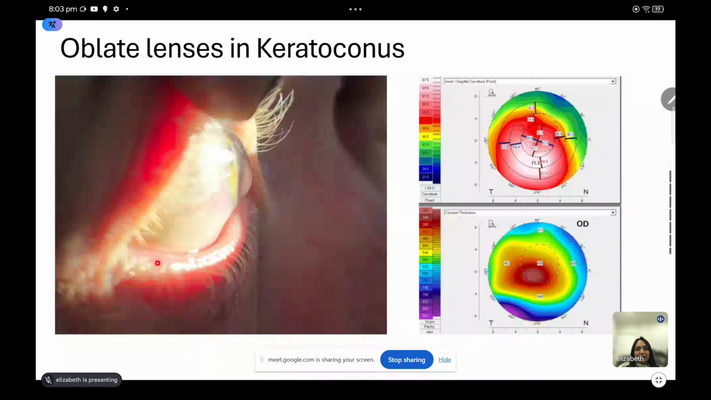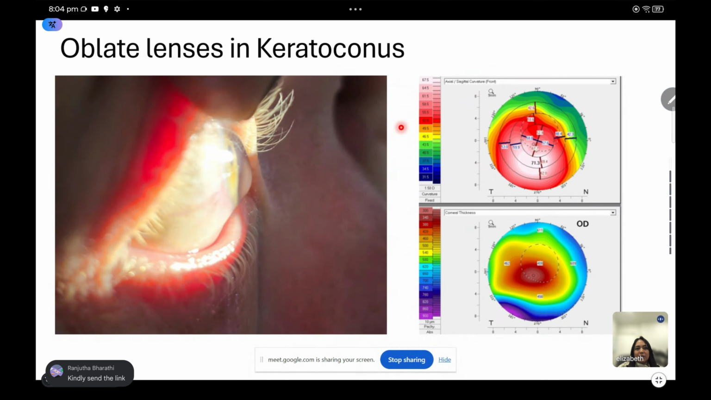Right, so with the next case, because I was getting such good success with the oblate lenses with my grafted patients, where those high points are out in the periphery, I thought, okay, let's try to use it on some of the keratoconic patients that we're having problems with scleral lenses.